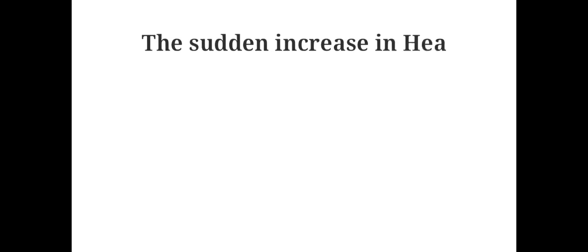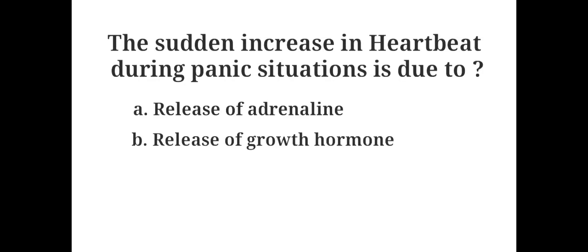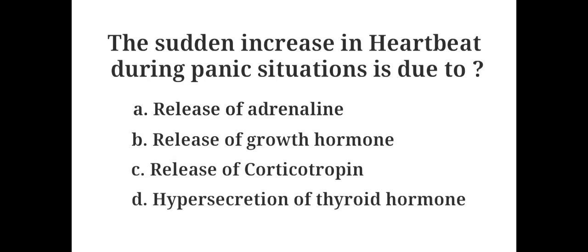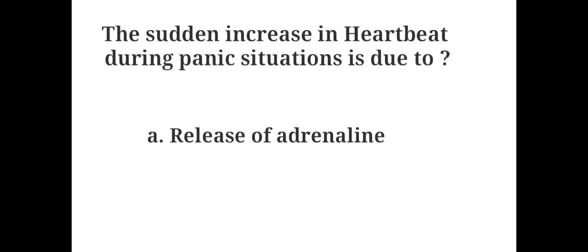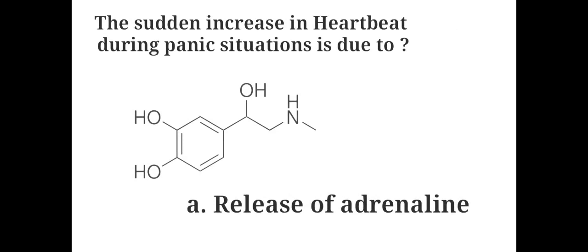The sudden increase in heartbeat during panic situations is due to A. Release of adrenaline, B. Release of growth hormone, C. Release of corticotropin, D. Hypersecretion of thyroid hormone. And the answer is A. Release of adrenaline. The sudden increase in heartbeat during panic situations is due to release of adrenaline.